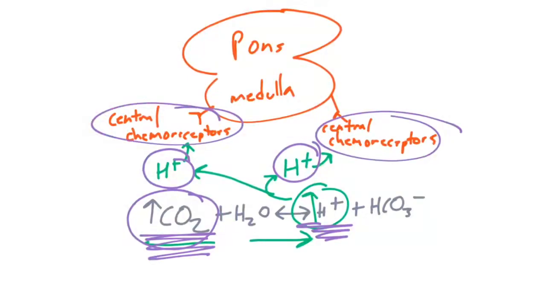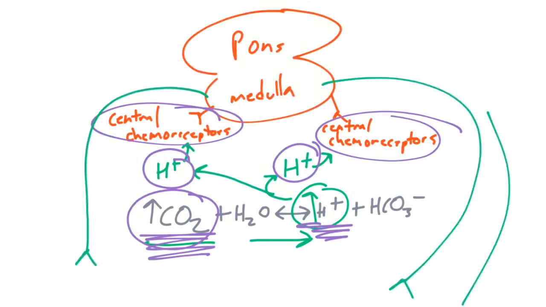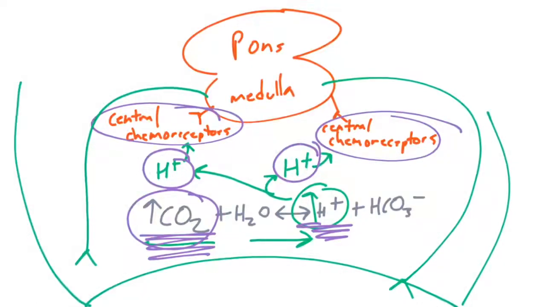Once stimulated, the medulla will then send signals to the respiratory muscles to increase respiration. So we'll just draw the thoracic cage, intercostal muscles, and the diaphragm. And this increased respiration will work to decrease the level of carbon dioxide in the blood.